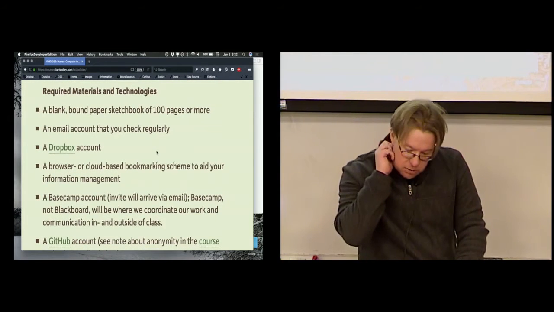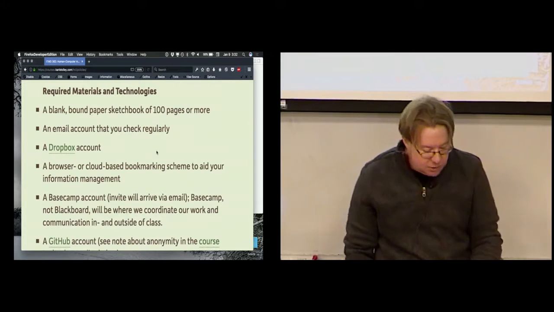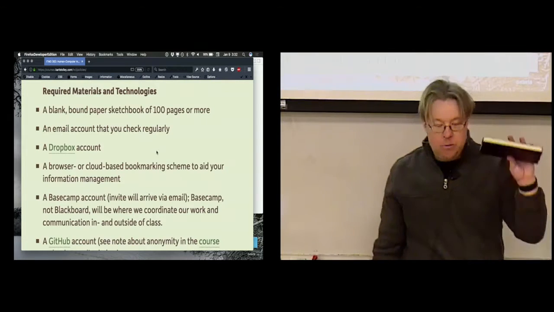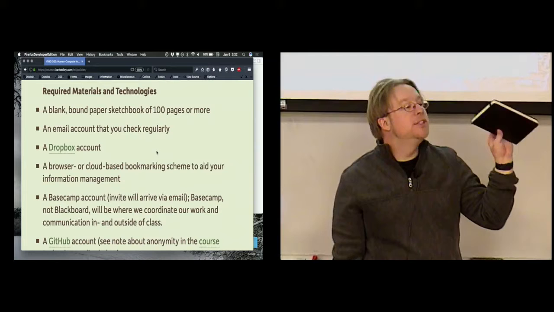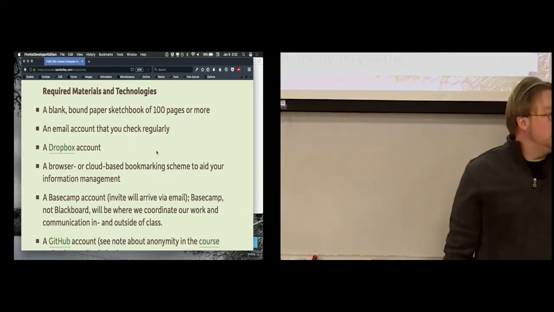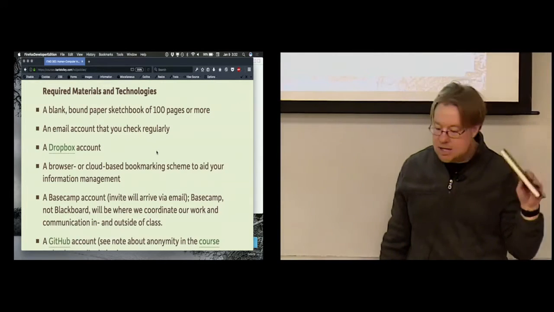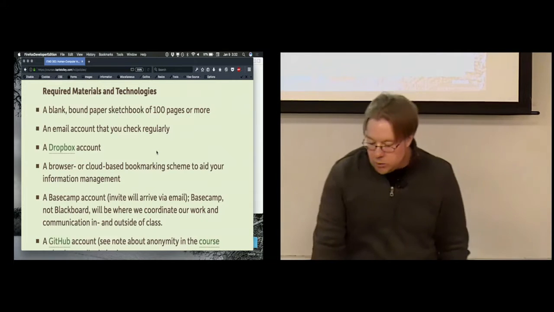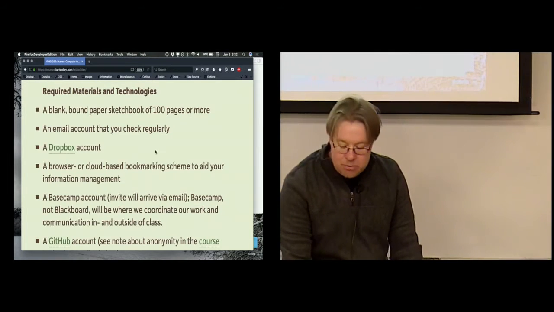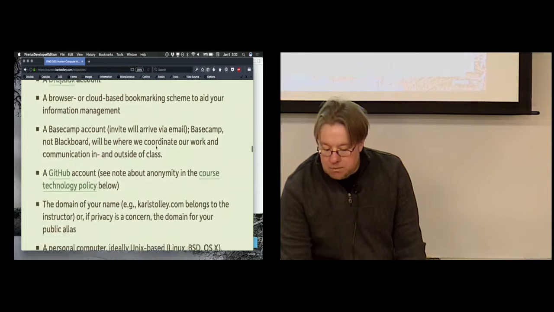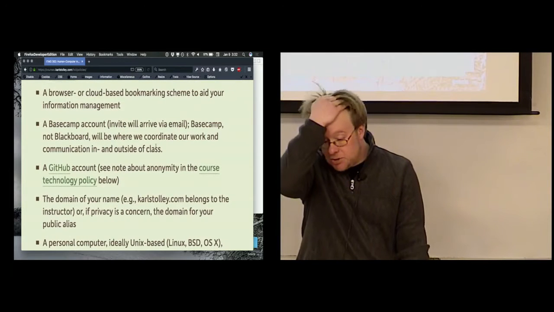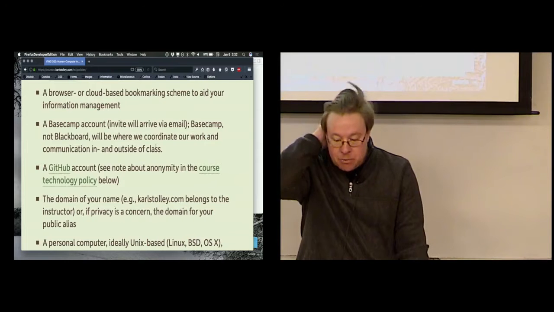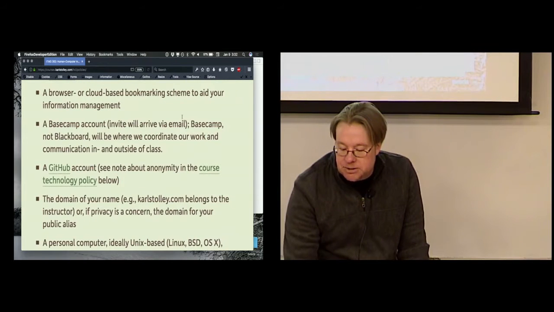All right, so required materials and technologies. So my usual blank-bound paper sketchbook. We'll use this a lot more because we're going to be doing a lot more intentional visual design and things like that, so you'll want to have something you can sketch on quickly. You'll need an email account that you check regularly. You'll need a Dropbox account, probably, maybe. You'll use a browser or cloud-based bookmarking scheme to aid your information management.